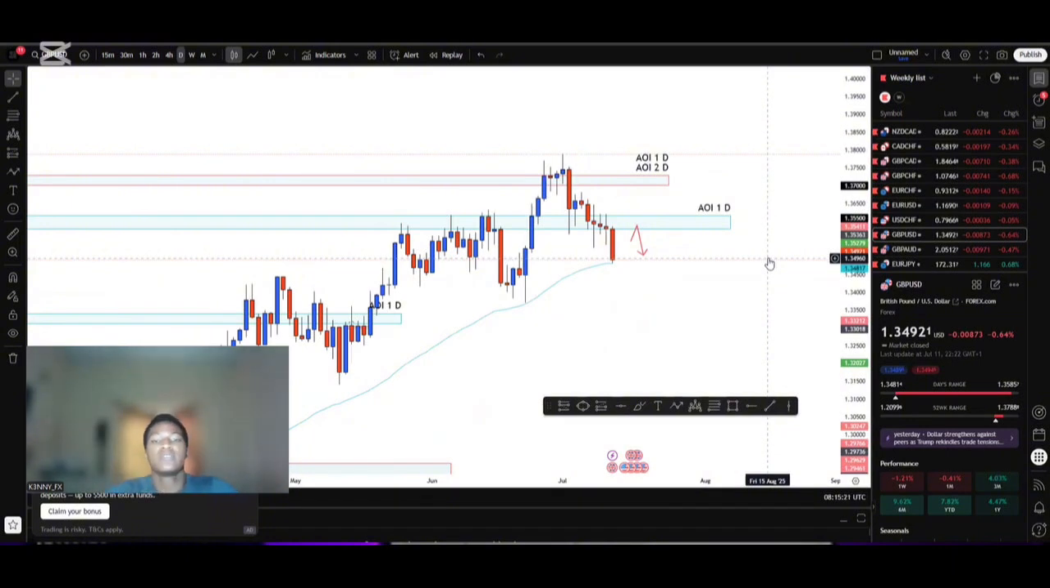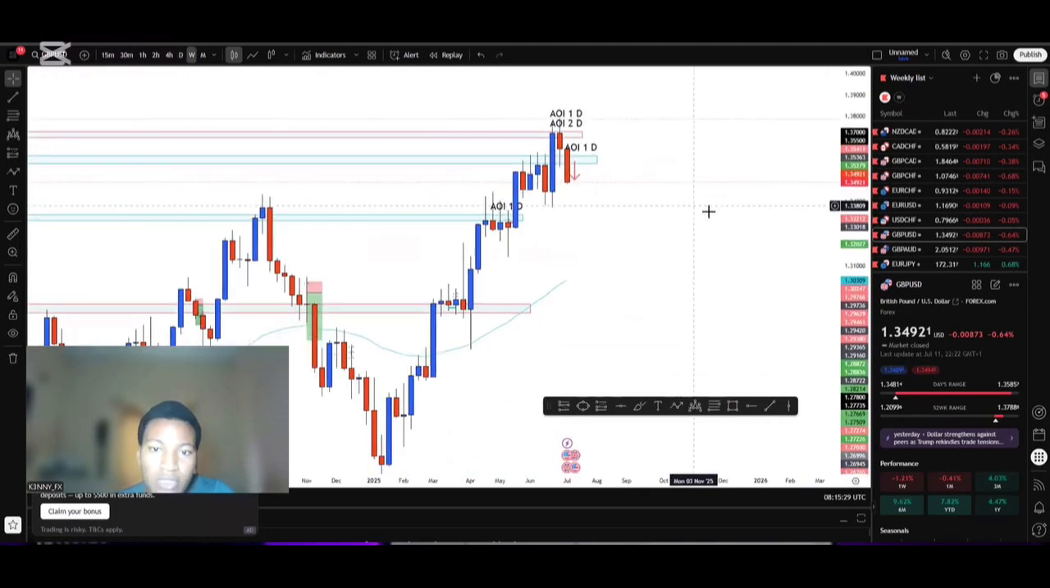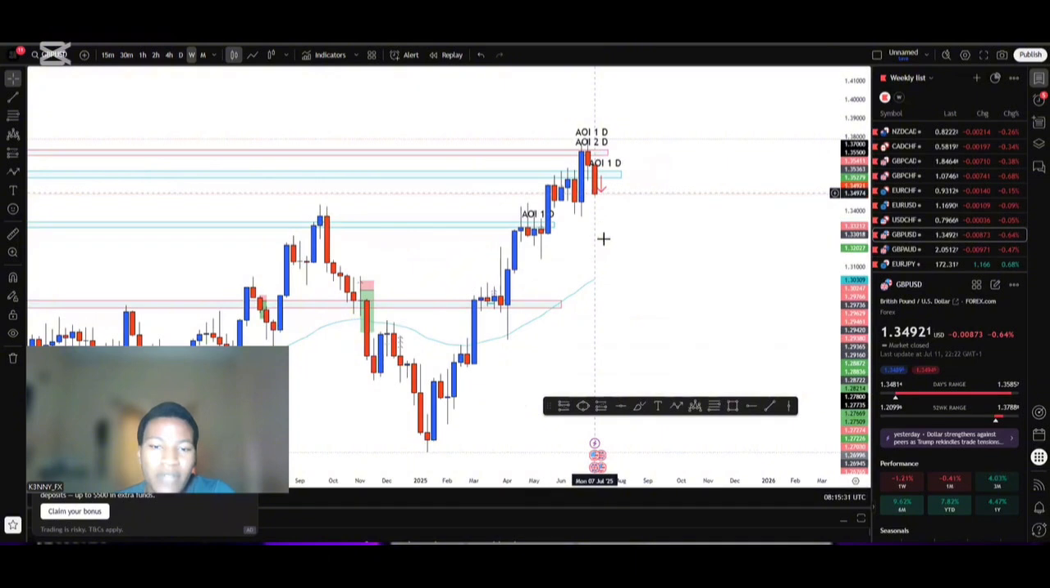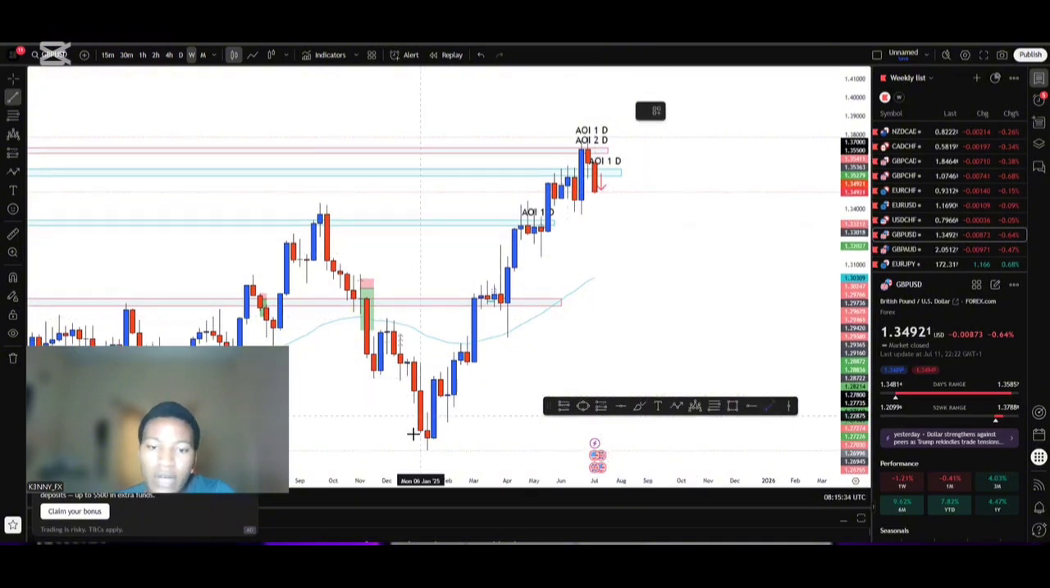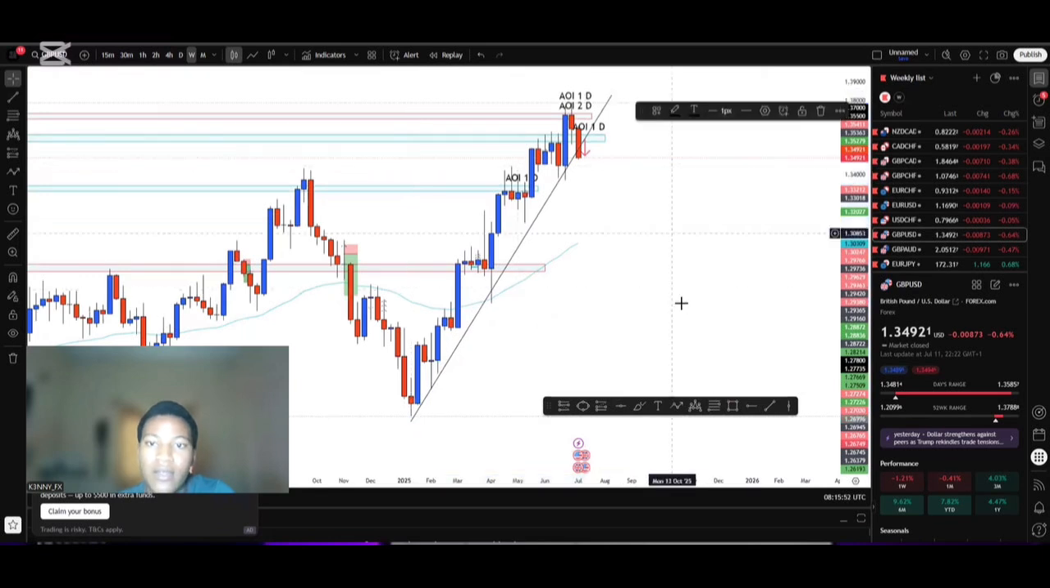So for this pair, I can basically say the daily is bullish, strongly bullish, but it is so steep. It is bound to have a retracement. It has been trending like this for how long? I don't even know. The weekly has been trending like this for how long? I don't just get it.